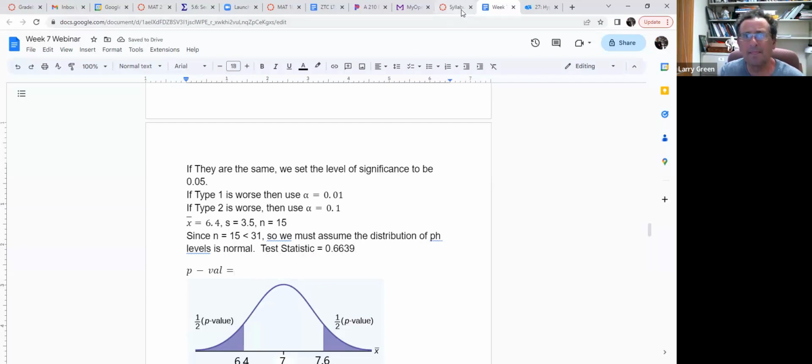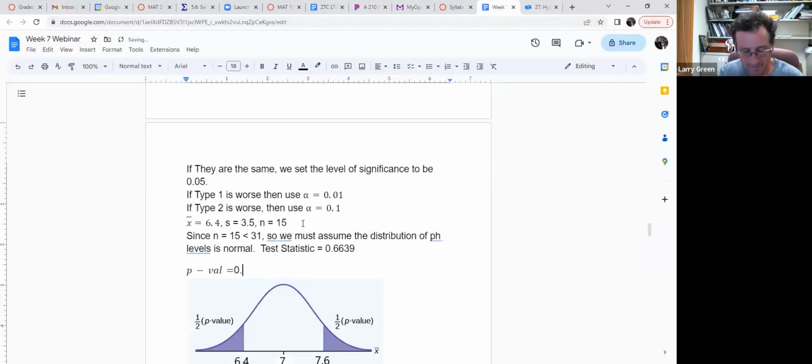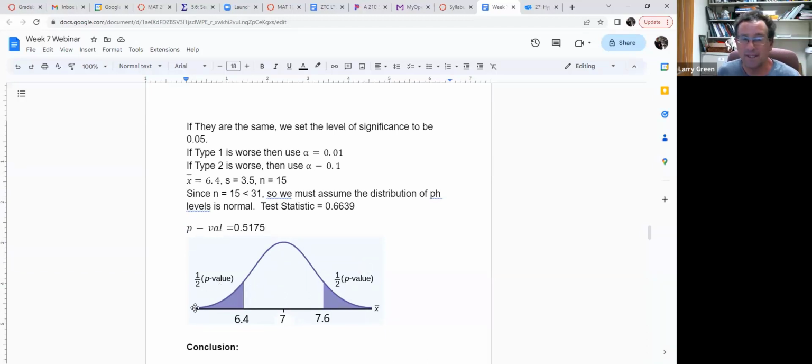The p-value was 0.5175. Any questions on how I use a calculator to get these? All right. By the way, the picture here is a normal distribution, because we assumed 7 is our hypothesized mean. And then X bar was 6.4, which is, by the way, 0.6 away from 7. So the other side will be 7.6. Sometimes you can be asked for that.